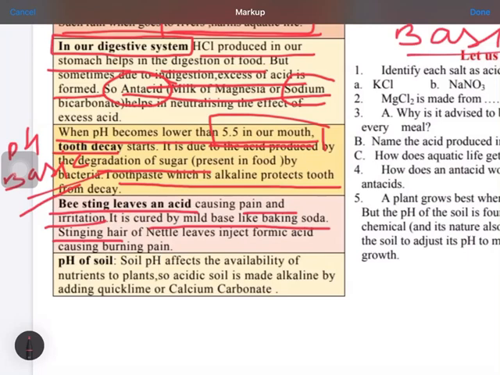Likewise, nettle leaves inject formic acid, causing burning pain. Formic acid is also released by red ants. Their name is also on the basis of the release of this formic acid, red ants.